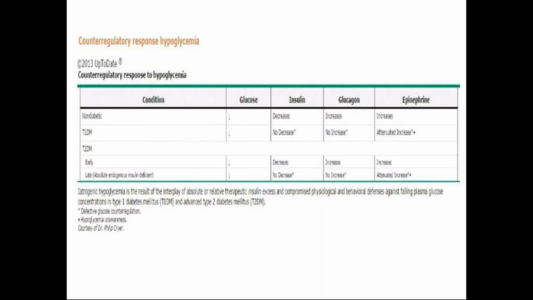That too is attenuated. What is attenuation? That means a small amount. If an epinephrine increase of 50% is required in non-diabetics to produce a response, the same response will be produced in diabetics with just a 20% increase in epinephrine. So a small amount is enough to produce the symptoms of increased epinephrine production. I hope you understand.